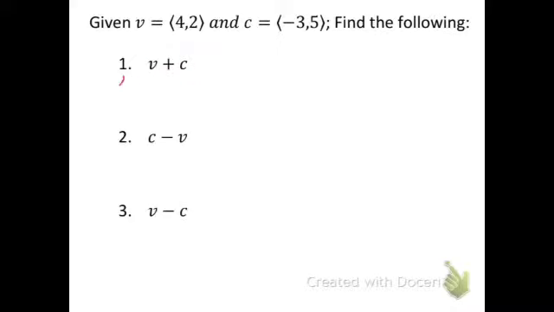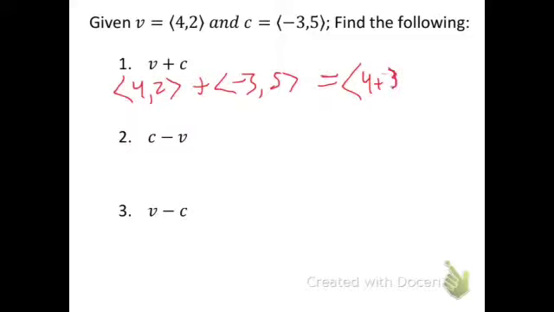To add vectors, you just add their components together. So you're looking at 4 plus negative 3. That's 1. And then 2 plus the 5. And when you add those together, you're looking at 1 and 7. So there's your answer for that one.